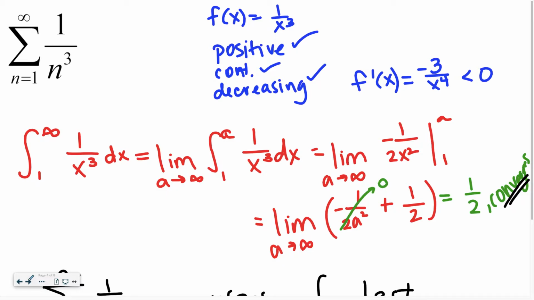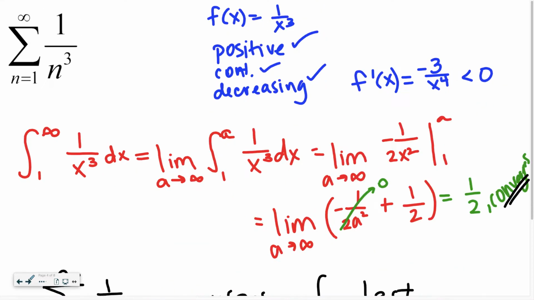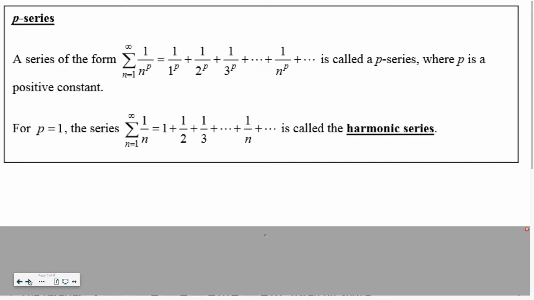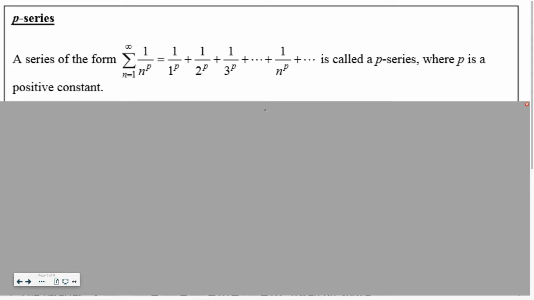If it's in this form, we have a shortcut. You don't have to use the integral test. Why this form? If we have 1 over n to the p, it is what we call a p series.